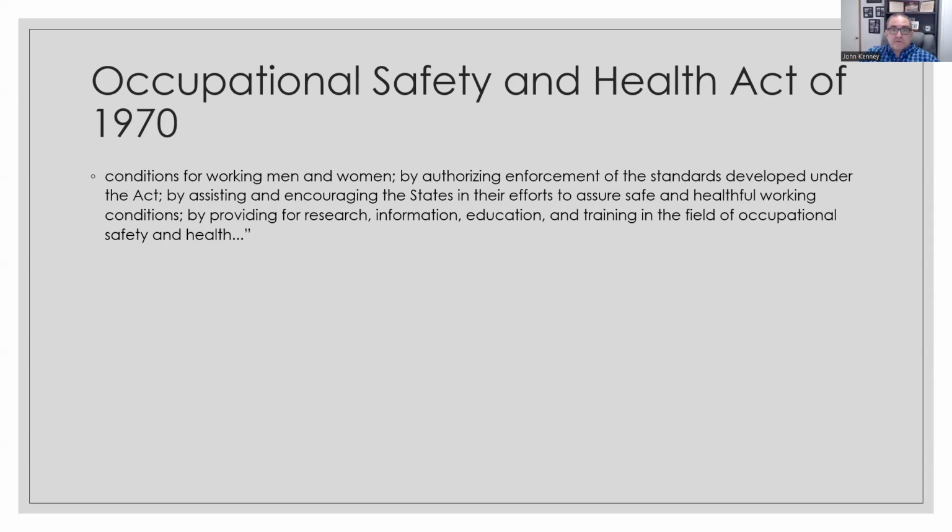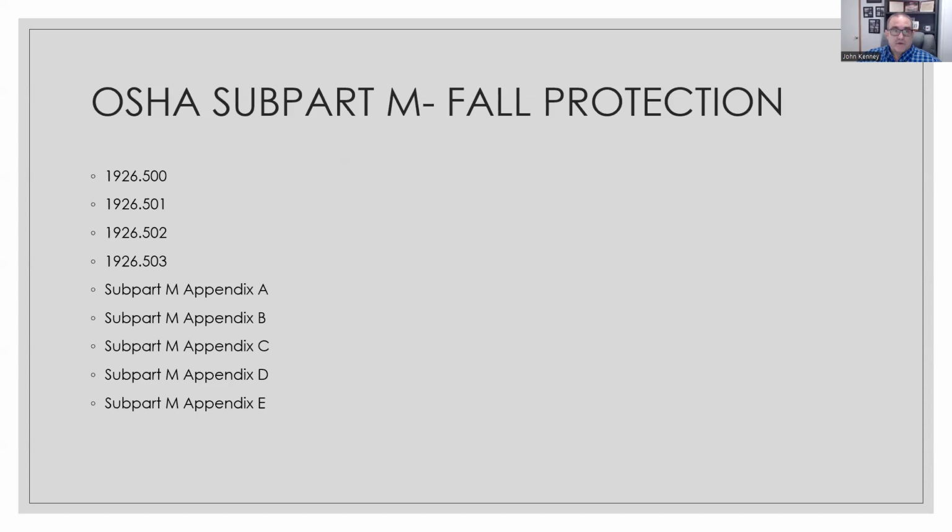So really what it was put in place for, in sum, was to protect workers' safe and healthful conditions on a job site or working anywhere for that matter, for any employee, not just the job site, internally, warehousing, manufacturing, etc. So for you as a roofing contractor, these are the main OSHA subparts for fall protection that pertain to you.